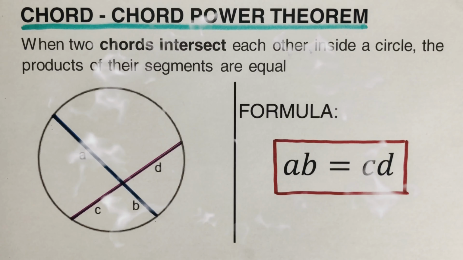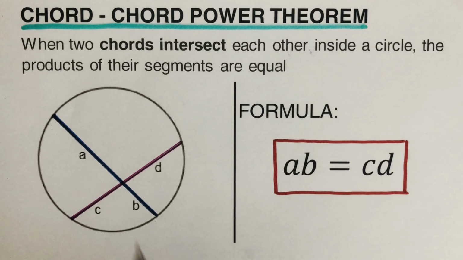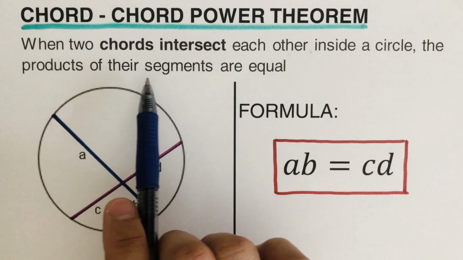Everyone, this video will focus on the chord power theorem. This theorem tells us that when two chords intersect, that means they touch each other inside the circle, then the products of their segments are equal.